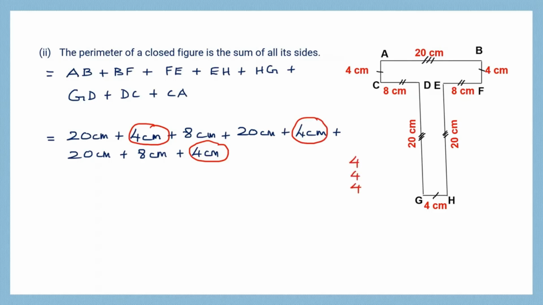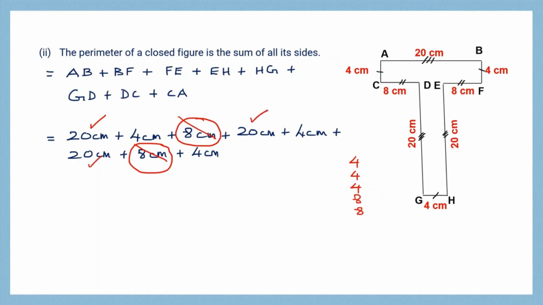So now let's go on to the next one, which is 8 centimeters. So we have one 8 centimeters here and we have one more 8 centimeters here. So 2. So 8 plus 8. So we finished with 8. Now let's look at 20. 1, 2 and 3. So 3 times 20, 20, 20.